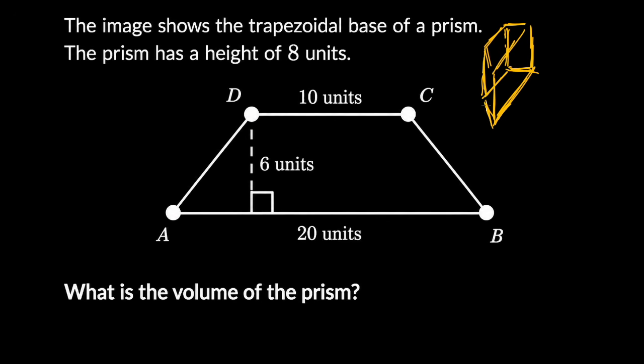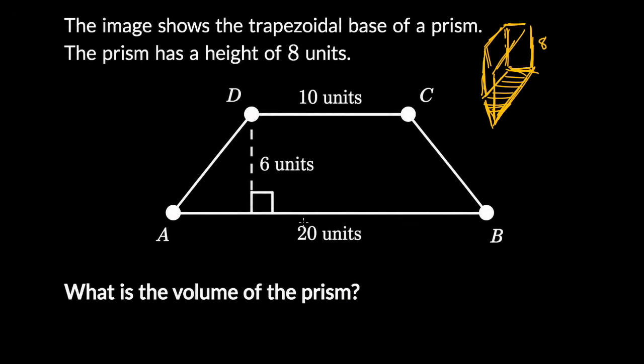So to figure out the volume of a trapezoidal prism like this, we just have to figure out the area of the base, which would be the area of this figure right over here, and then multiply that times the height, which is 8 units. So we calculate this area times 8, and we should get the volume of the prism. So how do we figure out this area? Well, there are several ways that we could do this.